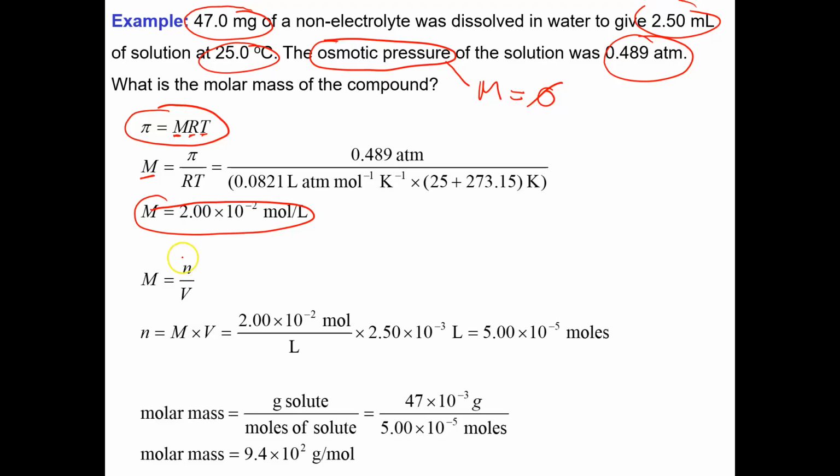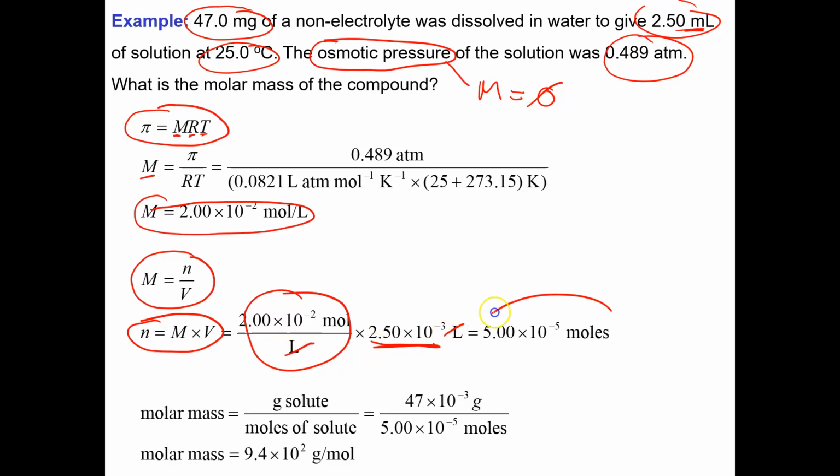So we want to recognize that molarity is equal to the number of moles over the volume in liters. And as we have the volume, it is given in milliliters, we can solve for the number of moles. So the number of moles is just going to be equal to our molarity times our volume. So we take our molarity that we got from the first step, multiply it by our volume expressed in liters, and that gives us our moles of solute.